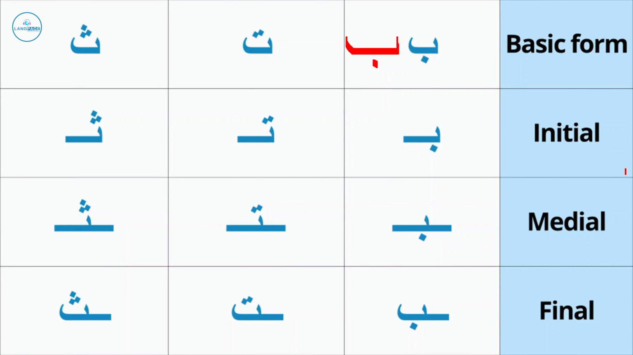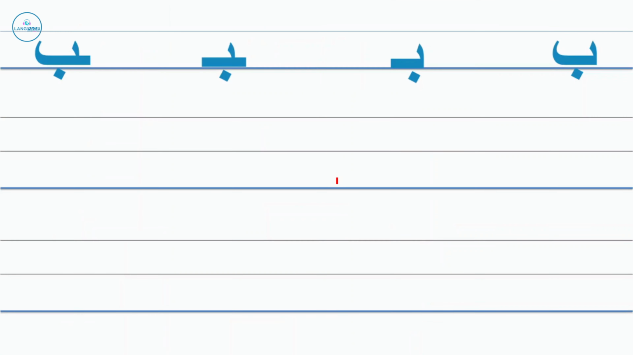Because if I want to have it initial, it means I have a hand from the left. Or if it was medial, it can be having hands from both sides, right and left. Also, it can be final. I mean, this is ending the word. In this case, the hand will be only from the right. And if it is having no hands at all, it will be the basic. And everything being applied on ba, you can have it on ta and tha. Just notice the difference between the dots.